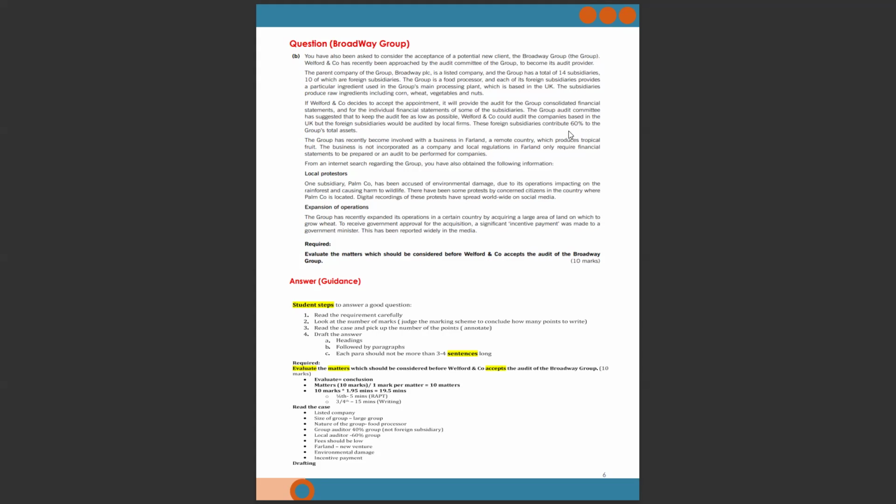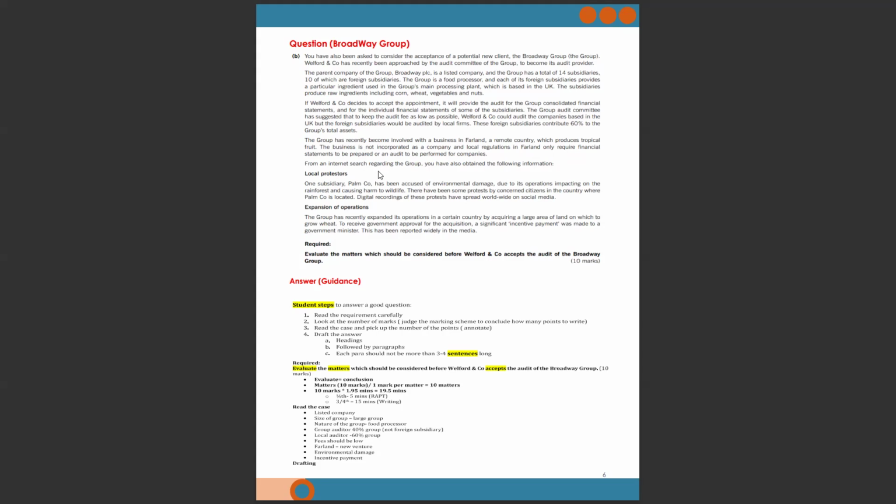Remember the 15% rule. Are you getting these things? Look how important block 1 is. Without block 1, you can't move to block 2 or block 3, and the same goes for block 4. The group has recently become involved with a business in Farland, means acquisition, something like that, a remote country which produces tropical fruit. The business is not incorporated as a company, and local regulations in Farland only require financial statements to be prepared or audit to be performed for companies.